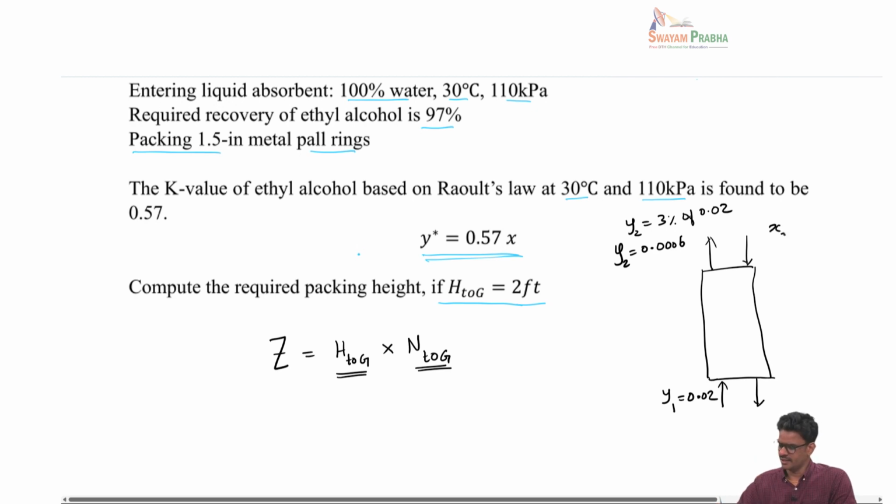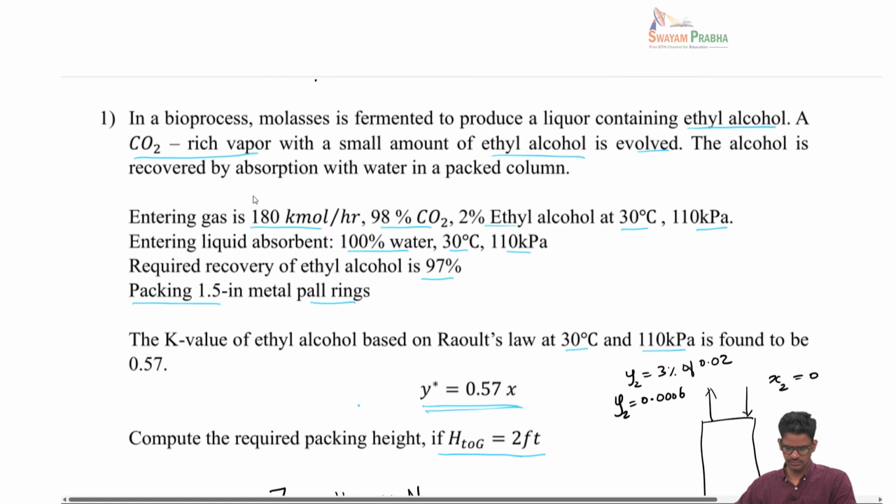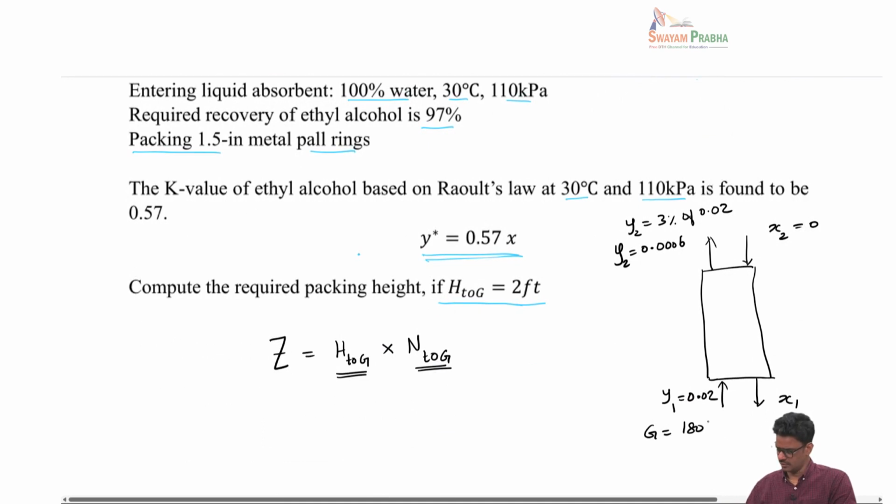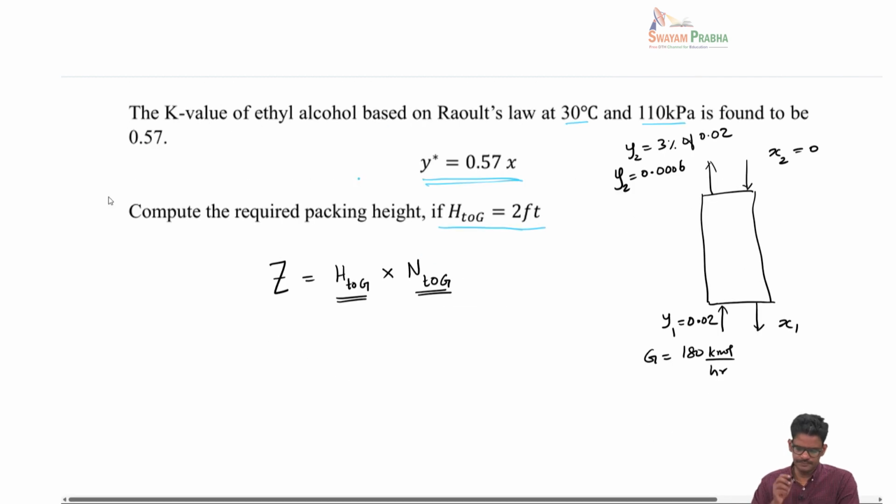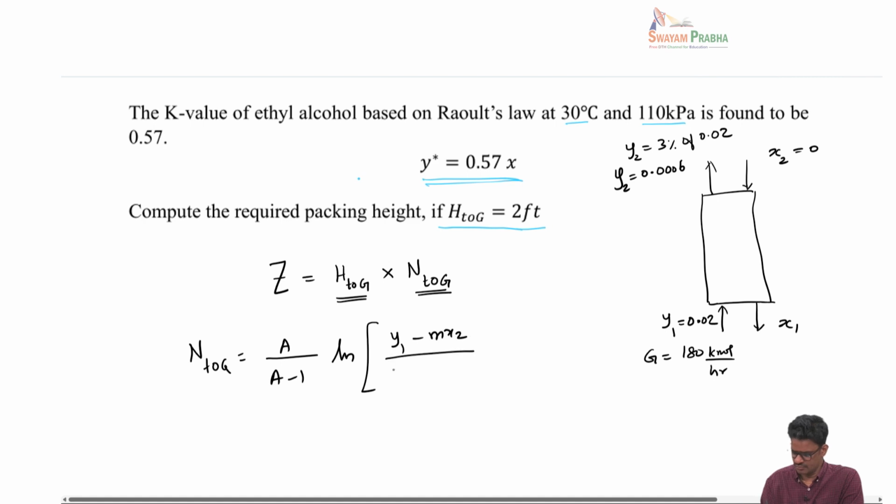For the liquid, inlet liquid, it's pure water. X2 is 0, X1 is here, and G is given as 180 kilomole per hour. So we are going to make an assumption that this is a dilute mixture, for which I know the formula for NTOG. NTOG is A by (A minus 1) times ln of [(Y1 minus mX2) by (Y2 minus mX2) times (1 minus 1 by A) plus 1 by A].